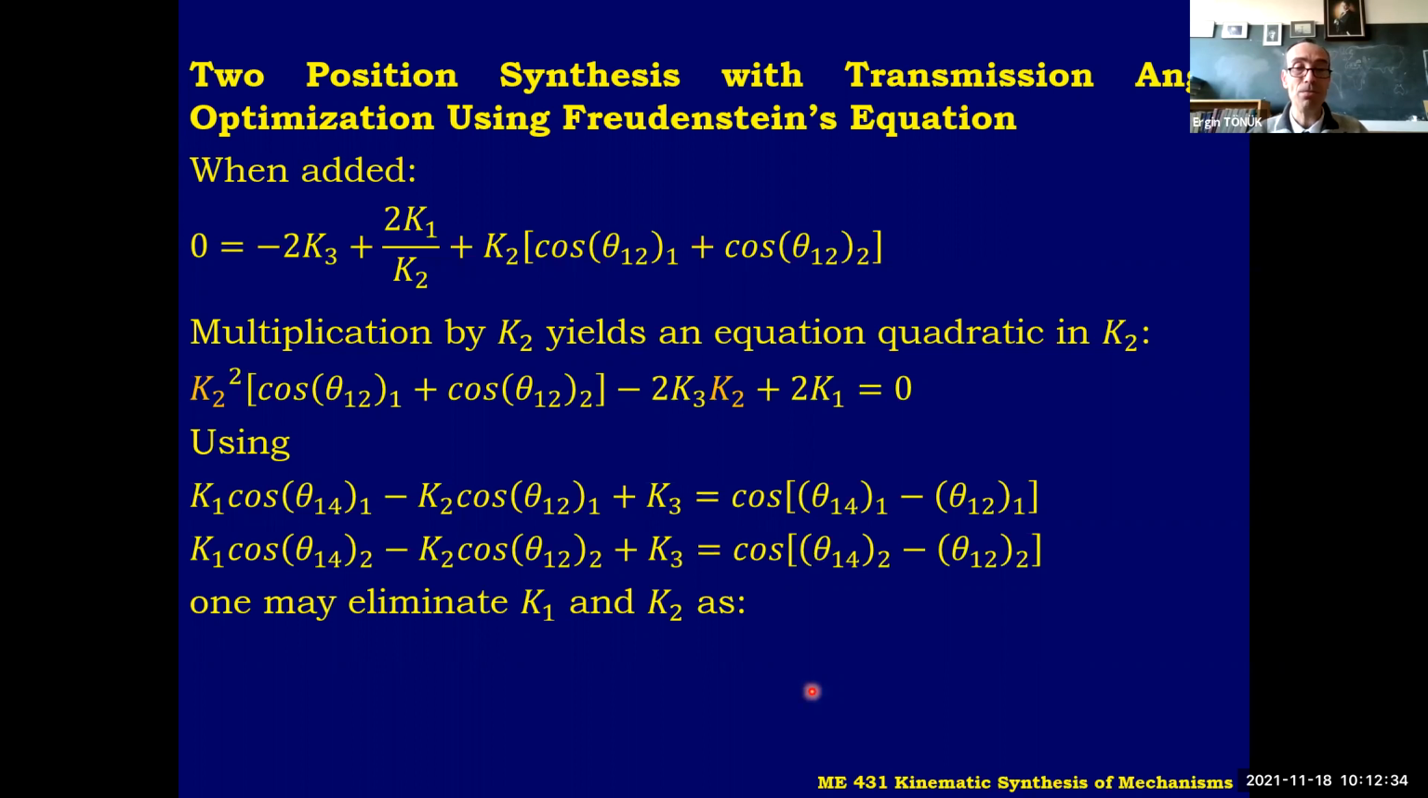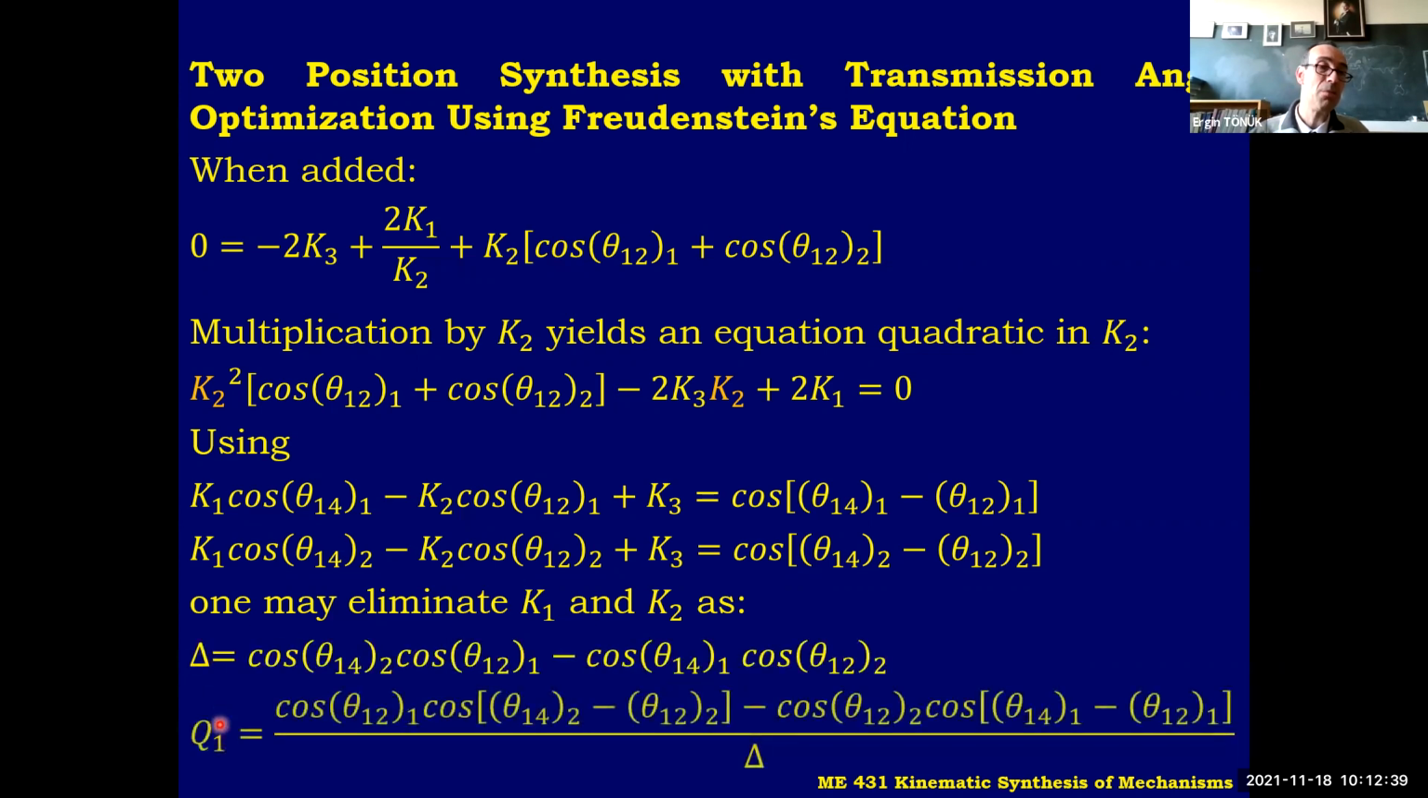So you are going to have new intermediate variables. Actually, these simplify writing many long equations. So you define intermediate parameters: you define a capital delta, which is the product of cosine theta 1, 4 in position 2, cosine theta 1, 2 in position 1, cosine theta 1, 4 in position 1, cosine theta 1, 2 in position 2, which is actually the determinant of this coefficient matrix, if you like.